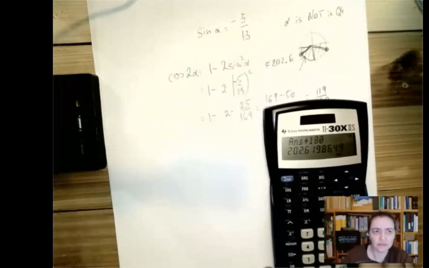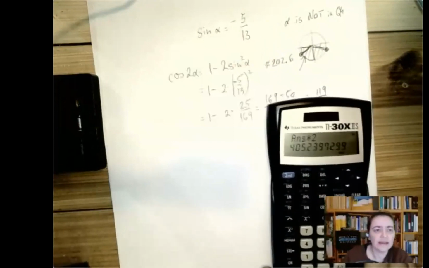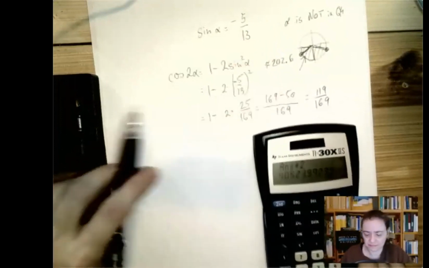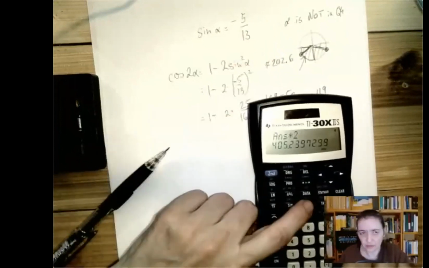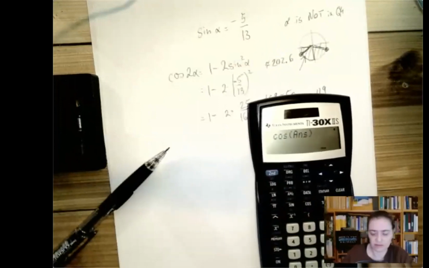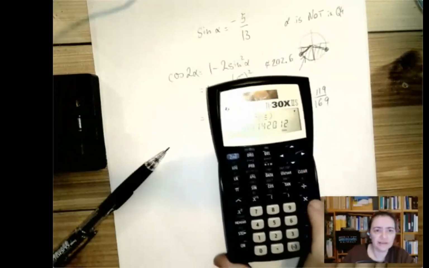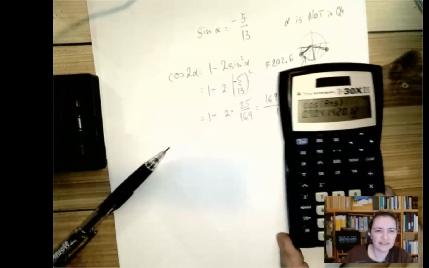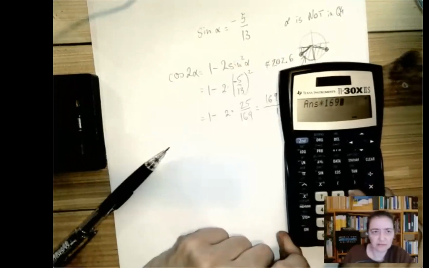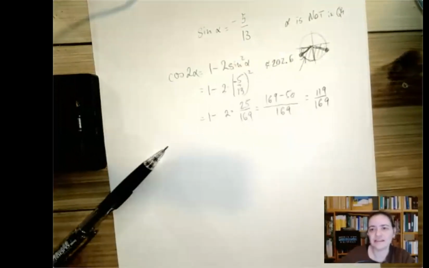And now we're ready to just multiply it by 2. And now we're going to take the cosine of it and hope that it's this. So we're going to say cosine of the answer and hope for 119 over 169. This doesn't look like it. See, we multiply it by 169. 119. That's the one. So we got it right.